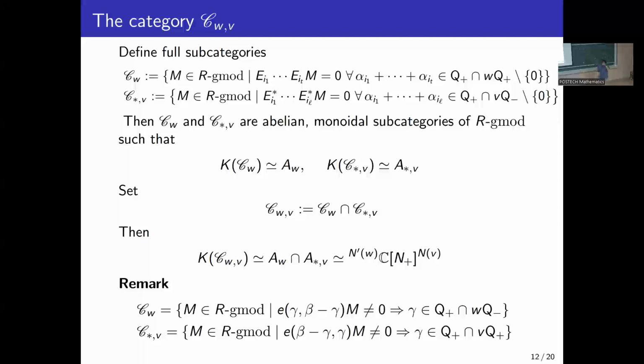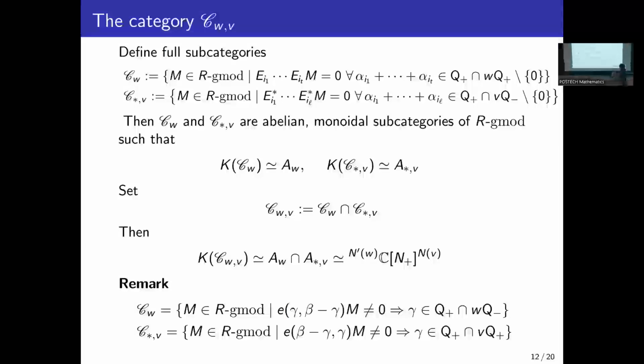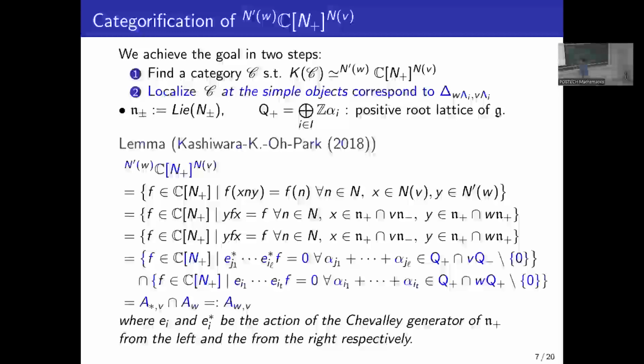So now I can introduce the categories C_W and C_B. C_W is defined as follows: you consecutively apply the functors E_i, whose weight sum is given inside the set, and then you require that the corresponding module vanishes. Similarly, C star B is defined this way. If you remember the description of A_W and A star W from before, I keep it like this.